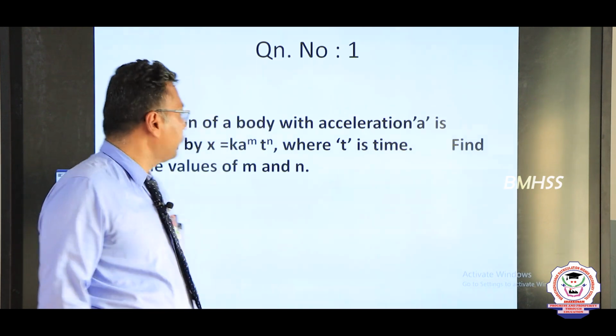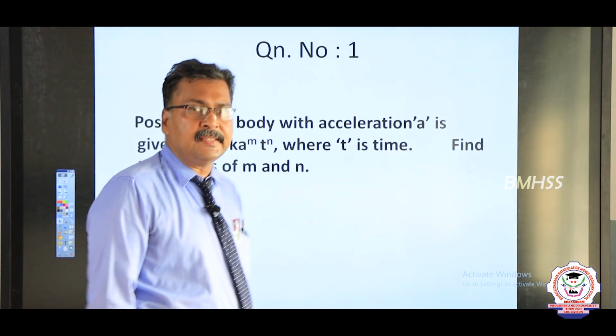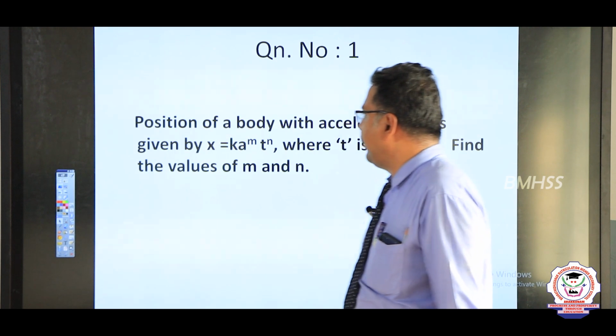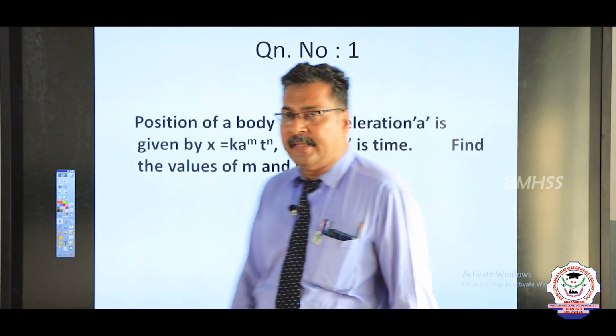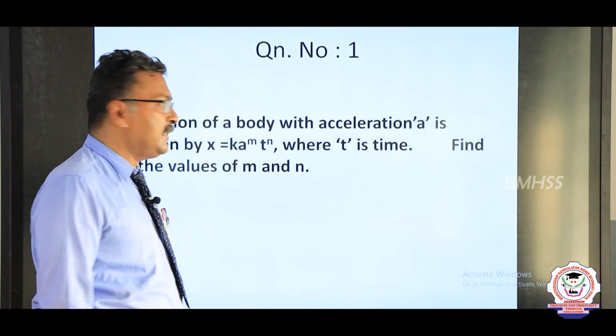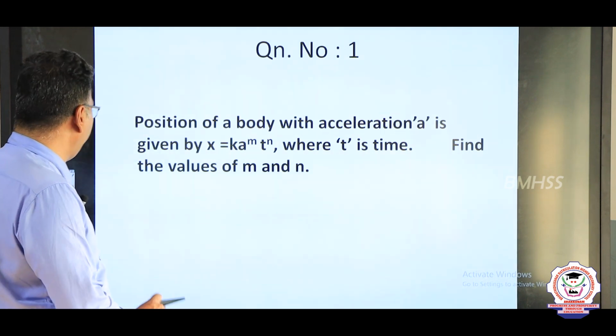We are going to see the dimensional formula problems today. Problem number 1. Position of a body with acceleration a is given by x is equal to k a power m t power n, where t is the time. Find the values of m and n.